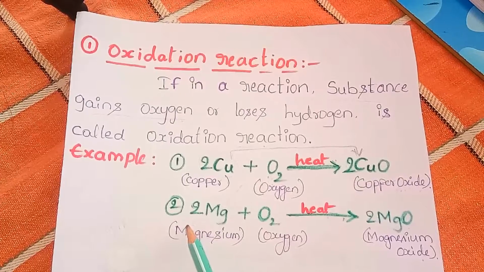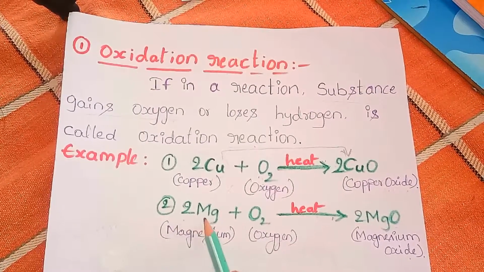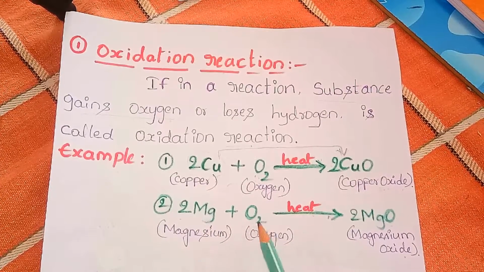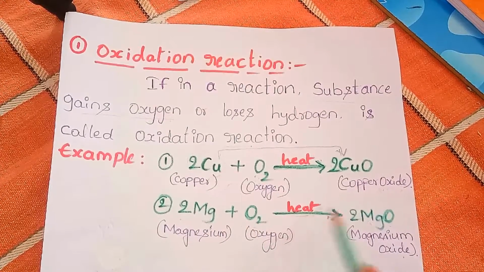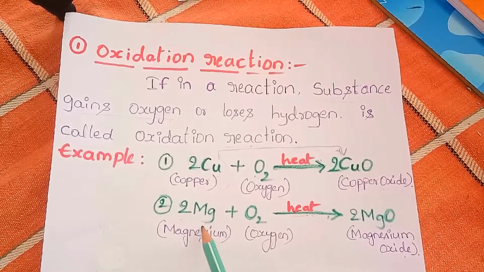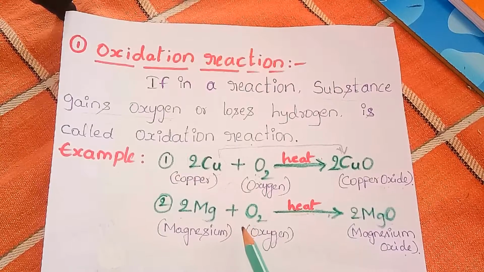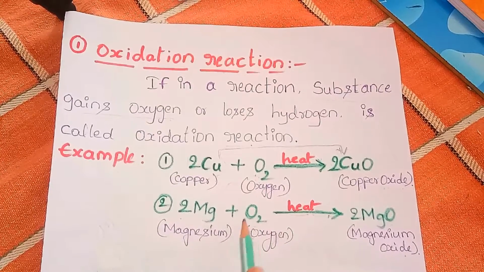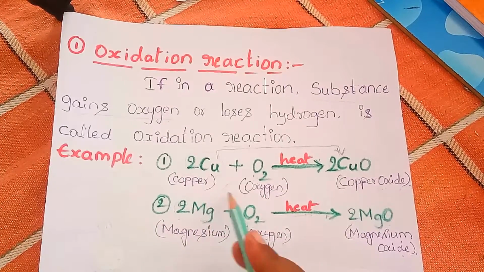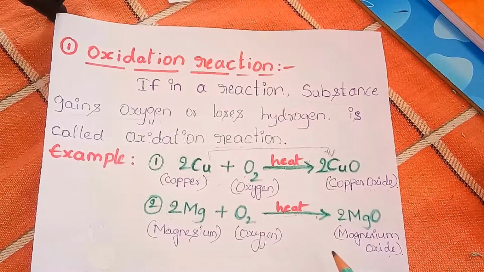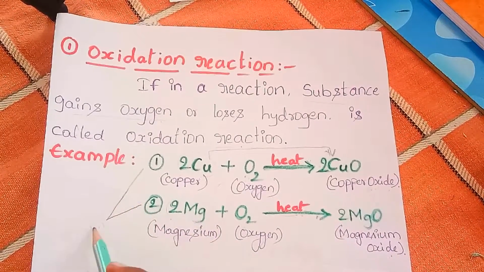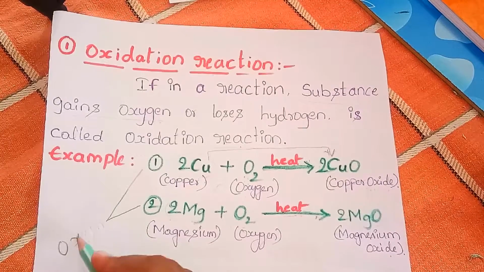We will see one more example: 2 moles of magnesium react with oxygen on heating, which gives magnesium oxide. Here also the substance gains oxygen. Due to the addition of oxygen, magnesium gets oxidized and forms magnesium oxide. These two reactions are in terms of oxygen.